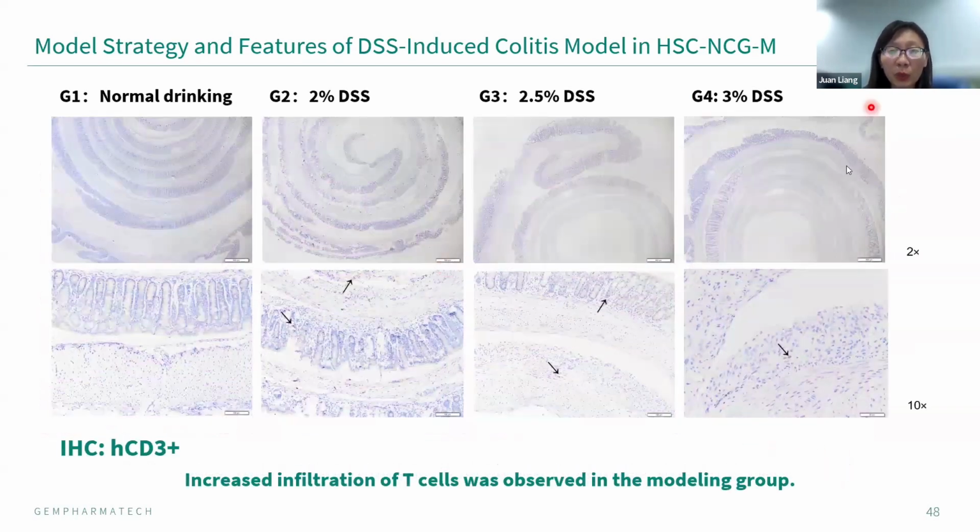And also, we would like to know what kind of immune cells have been activated in these models. So we performed the IHC study and detected the CD3 positive T cells. As indicated here in the modeling group, we could observe the increased infiltration of T cells.